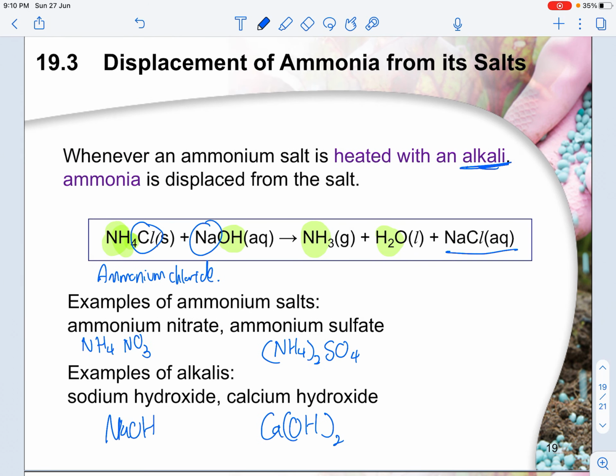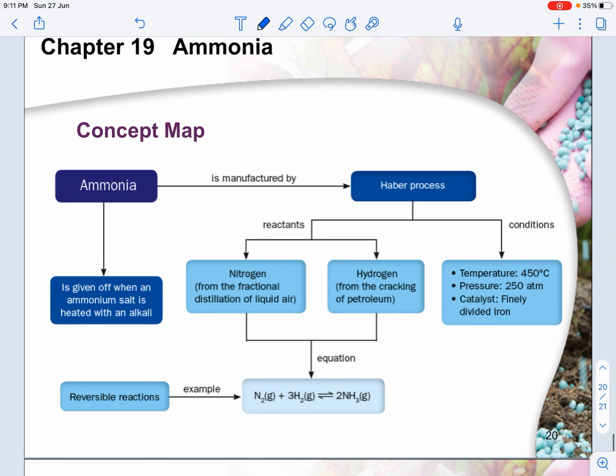and generally, another thing to take note of is that there's a difference between ammonia gas and aqueous ammonia. Ammonia gas is NH3. Aqueous ammonia is ammonia gas that has been dissolved in water to form ammonium hydroxide, NH4OH. Okay, so these are two separate things, especially in the exam.